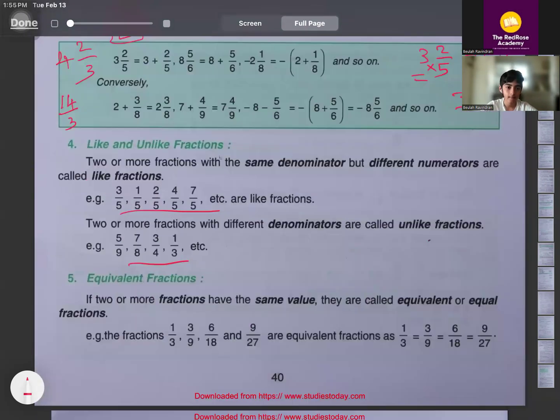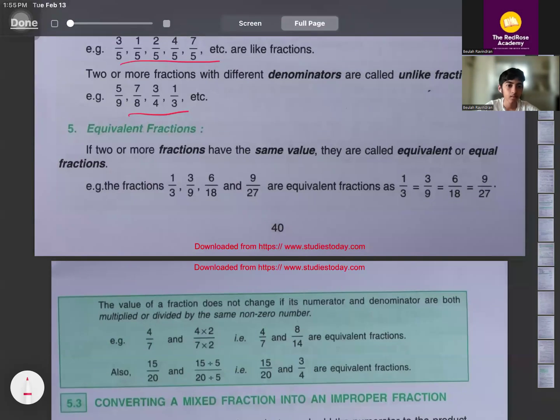Equivalent fractions means they should contain equal factors. That means you can reduce that into its equivalent form. Here, 1 by 3, if you multiply 3 in numerator and denominator, it will become 3 by 9. If you multiply 2 in this, it will be 6 by 18. Likewise. Is it clear for you?